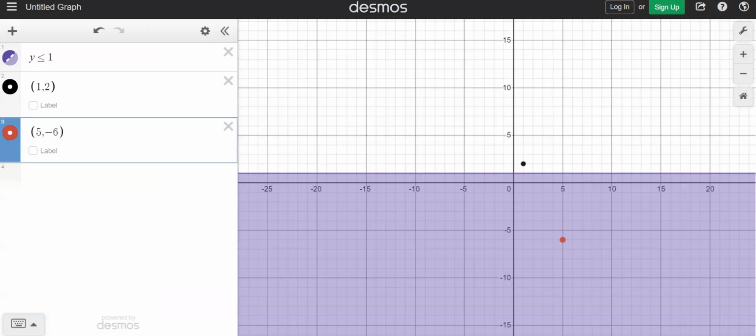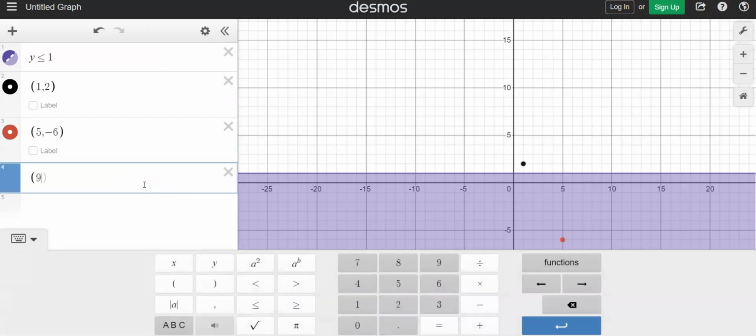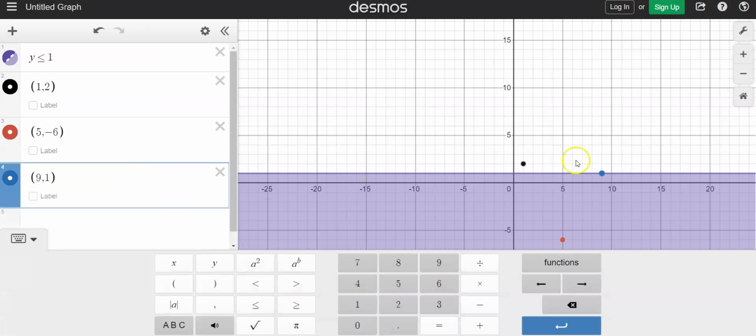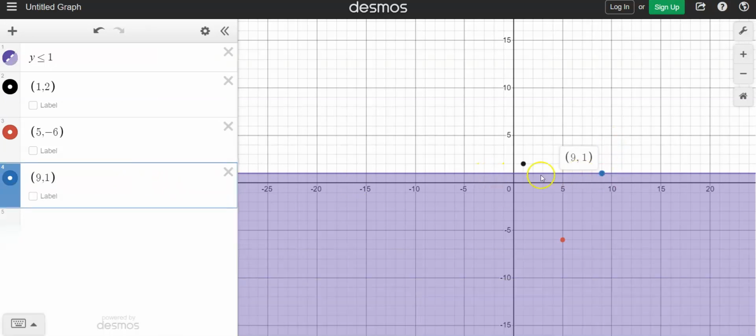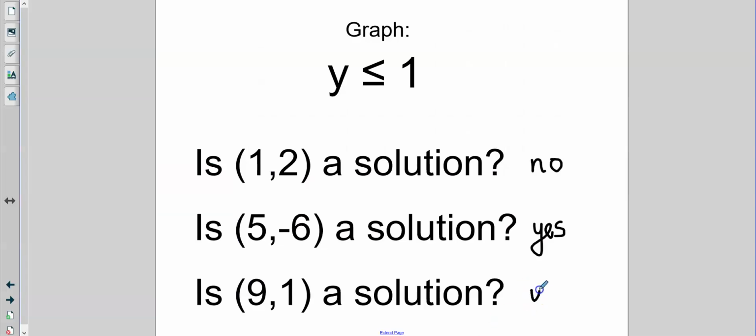And 9, 1. So let's look at 9, 1. You can probably guess that it's going to be actually on the line. So we find a solution. It is on the line. Is it included this time? Well, yes, this is all points that have y is less than or equal to 1. And this one is equal to 1 in the y area. And it is a solid line, so it is included. Solid lines are included. Dashed lines are not included.